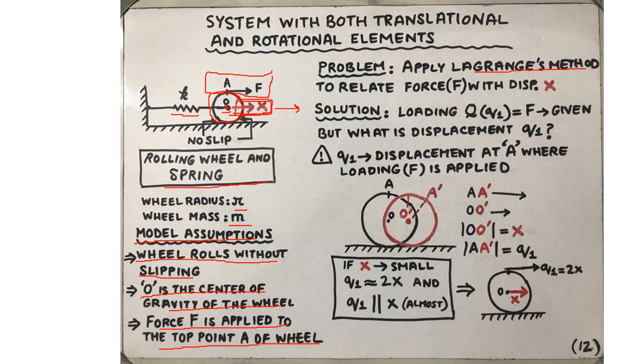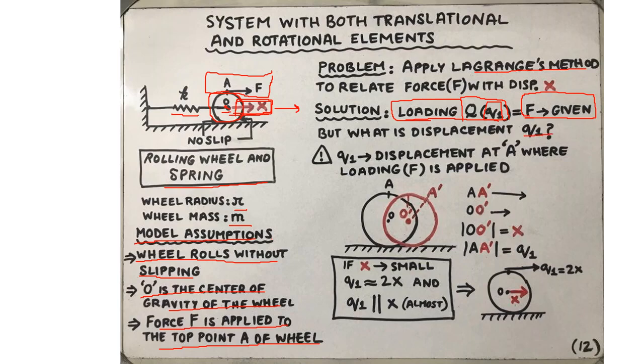Then, in order to write down the Lagrange's equations of motion, we have to specify the displacement variable and the corresponding loading function. So let the displacement variable be simply taken as Q1, and capital Q of Q1 in this case is taken as F, the force which is given, and that may not be equal to 0. So a non-zero force is given as part of the problem. It defines the loading. But what about the displacement variable Q1?